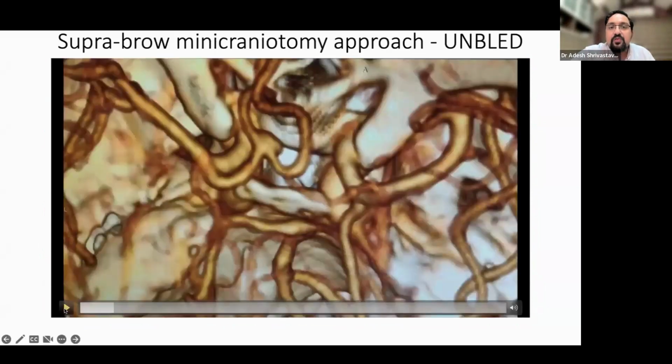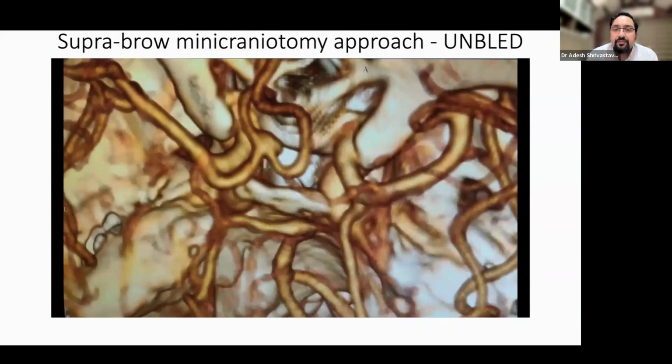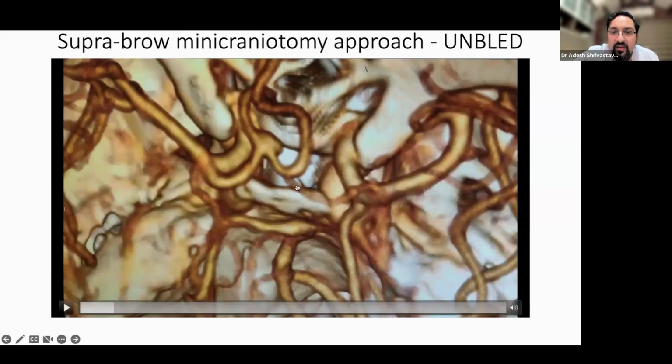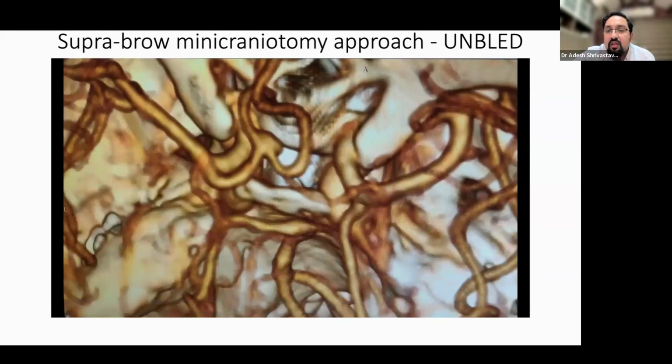And finally, a word about the suprabrow mini craniotomy approach. Now, this was done for an unruptured aneurysm. If you look at the CT angiogram of this patient, you can see the A1 on the right side is so rudimentary, as if it is not seen. And we were quite sure that a very thin A1 would be seen in this case on the right side. The left side A1 is obviously quite big. That's the ICA coming, bifurcating into MCA and A1. And that's the aneurysm. This was an unruptured ACOM artery aneurysm.